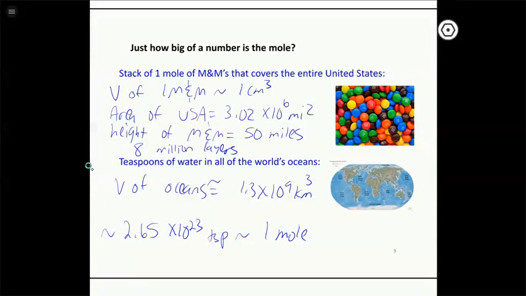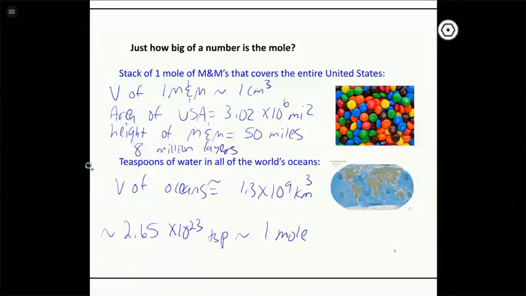So again, that should hopefully convince you that this is an absolutely huge number. Think of how many times you'd have to scoop out a teaspoon of water before you went through all the water in the world. So the mole is a huge number, but like I said, we're going to use it to represent collections of very, very tiny things like atoms and molecules, and that's why it's very convenient to use in chemistry.